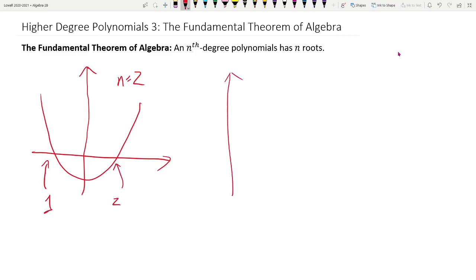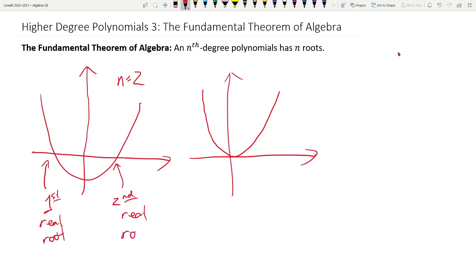Well, if I have a parabola that has only one root, it might look something like this. Sorry, that's one real root there. That's the first real root. And here we have the second real root. In this case, we have really just the one real root, so that's the first one. But remember that this one would have multiplicity of 2.